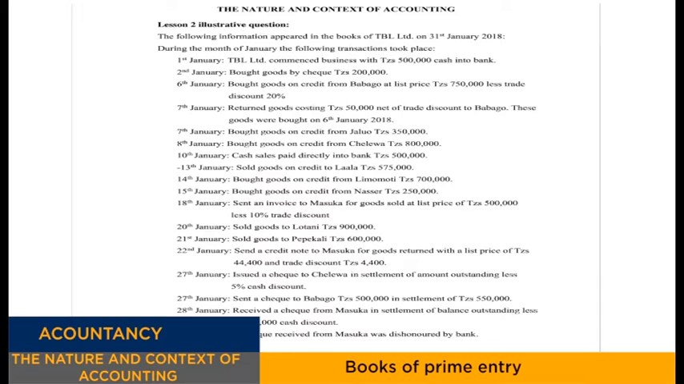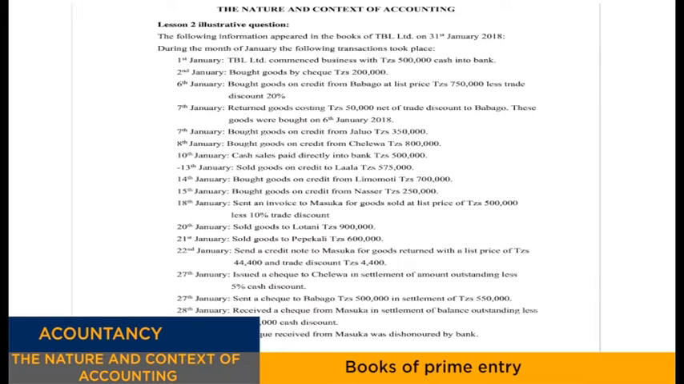On 7th January, returned goods costing Tanzania shillings 50,000 net of trade discount to Babago. These goods were bought on 6th January 2018. On 7th January, the same day, bought goods on credit from Jaluo, Tanzania shillings 350,000. On 8th January, we bought goods on credit from Chelewa, Tanzania shillings 800,000. On 10th January, cash sales paid direct into bank, Tanzania shillings 500,000. On 13th January, sold goods on credit to Laala, Tanzania shillings 575,000. On 14th January, bought goods on credit from Limomote, Tanzania shillings 700,000.